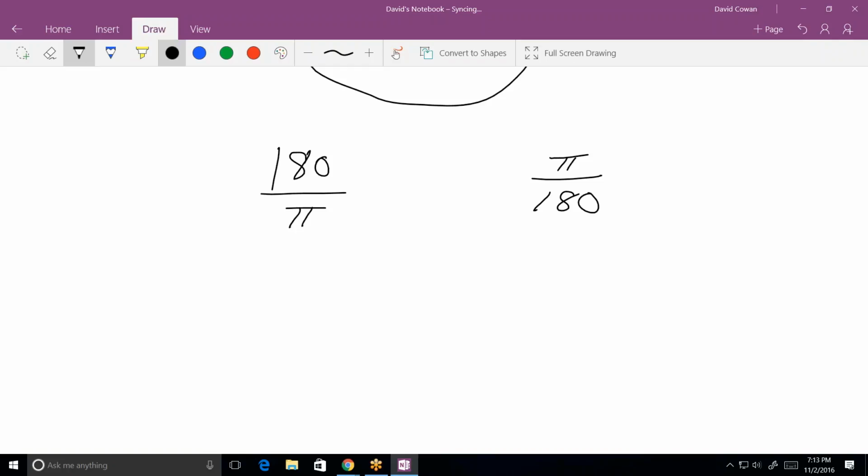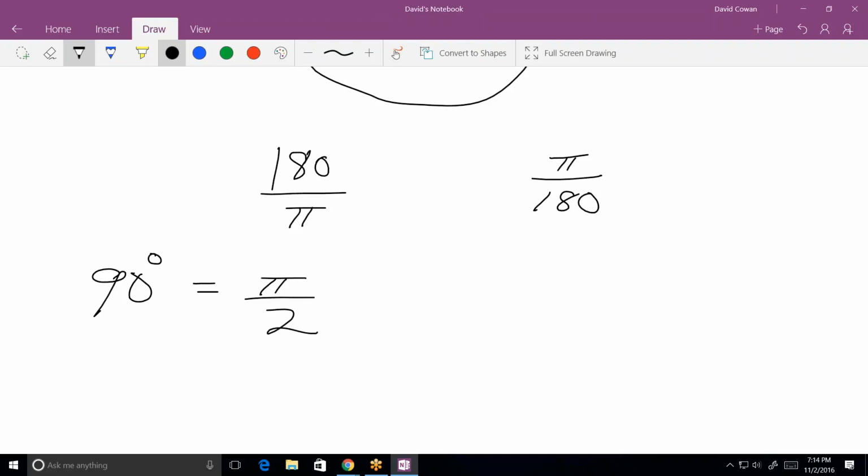So if you're converting 90 degrees, which one do you use? Pi over 180. What does that become? Radians? Yeah. That would become 90 degrees, that would be 1 over 2. Pi over 2. Leave the pi in.